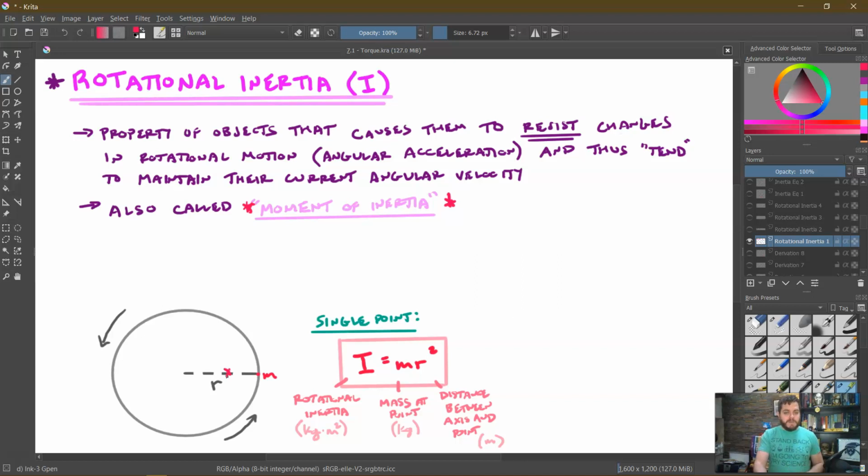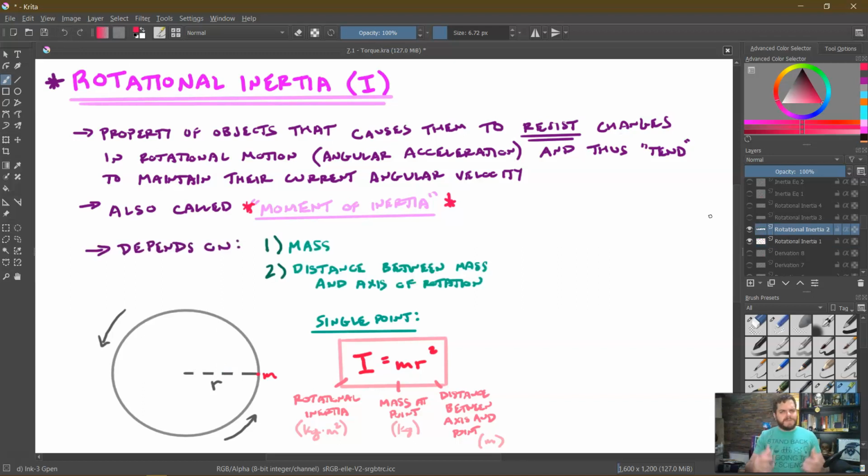If my point was instead here, it would be a smaller value for r, and that gives me a rotational inertia with units of kilograms meters squared. So the rotational inertia of a point, or its resistance, does not just depend on its mass. It also depends on the distance between that mass and the axis of rotation, which may be a little surprising.